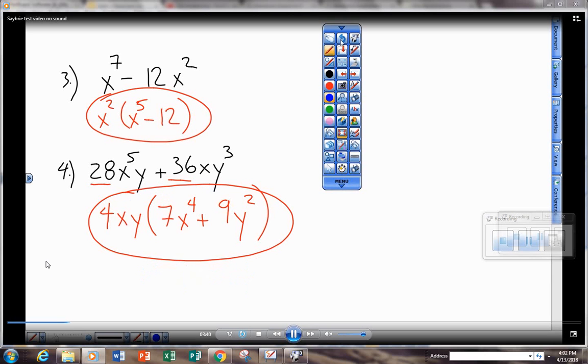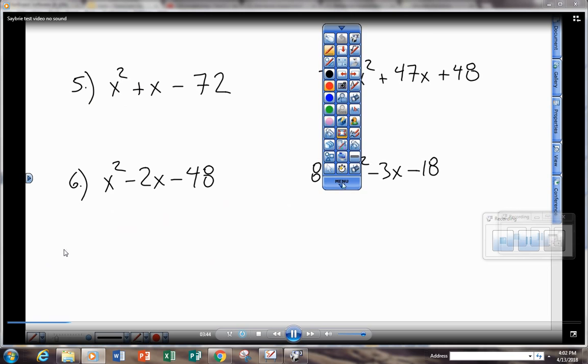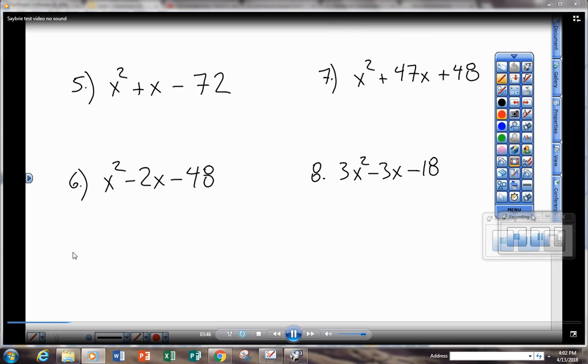Alright, problem 5. For these, I am just factoring using the x method. I believe one of these is prime. So if I have x squared plus x, that's positive 1 on top and negative 72 on the bottom. Here I write the two factors that work, which is 9 and negative 8.